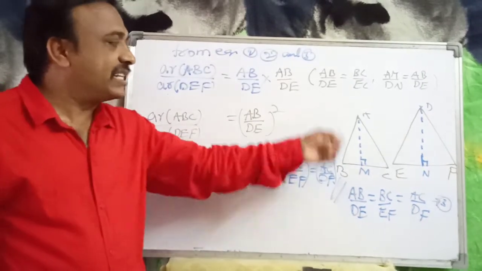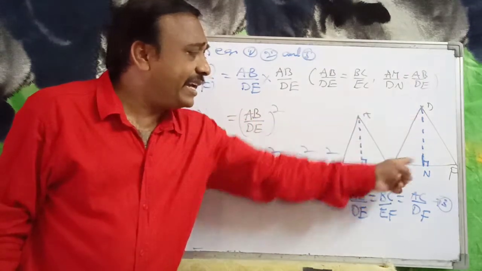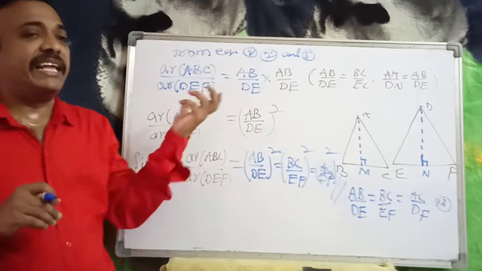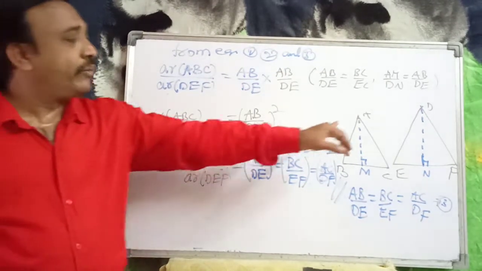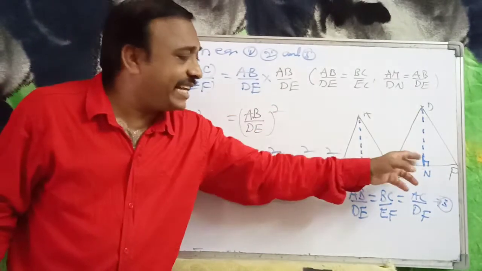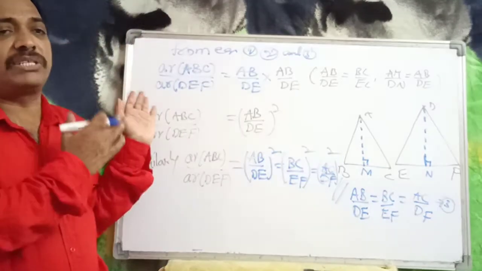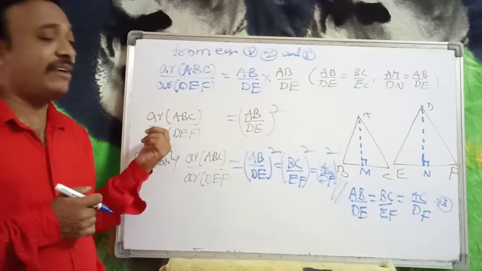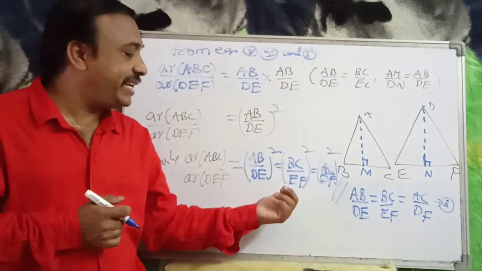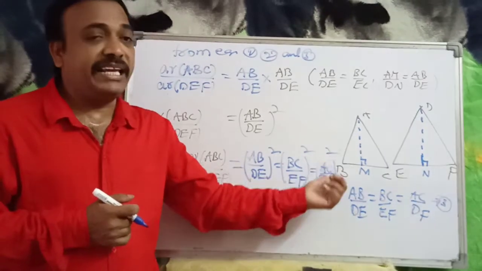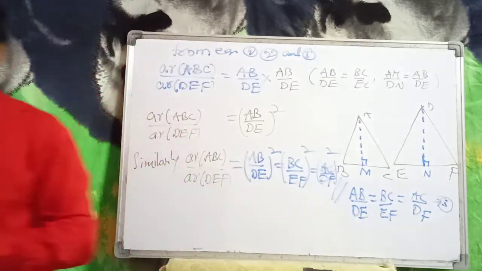To obtain this, we are constructing altitude perpendiculars: AM is perpendicular to BC and DN is perpendicular to EF. Taking the area of triangle formula, half into base into height, taking the ratio, and proving that ABM and DEN are similar triangles, and taking their corresponding sides, equating equations 1, 2 and 3, we obtain area of ABC by area of DEF is equal to AB by DE whole square, is equal to BC by EF whole square, is equal to AC by DF whole square. This is the theorem on areas of two similar triangles.